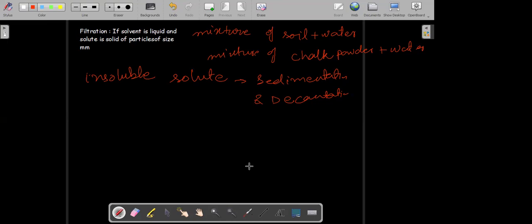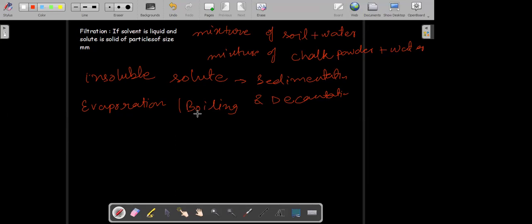So this is the process. The other processes which we use, for example, you might have seen, is evaporation or boiling. So here, if the solute can be boiled easily, or if the solvent can be boiled, the solute can be separated.